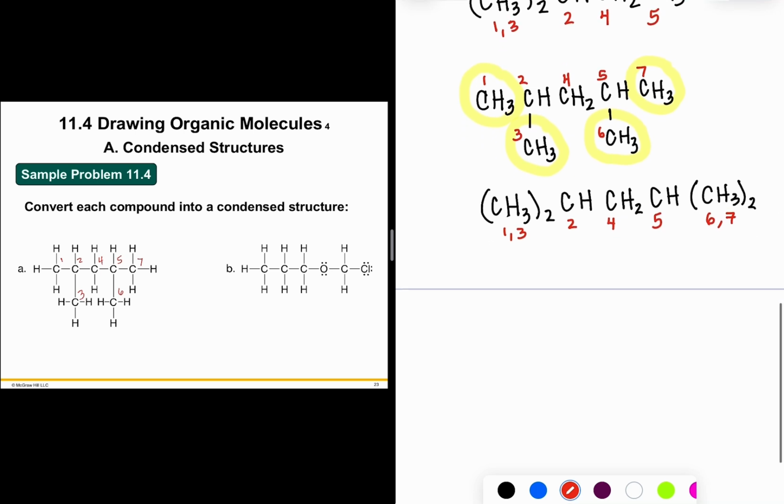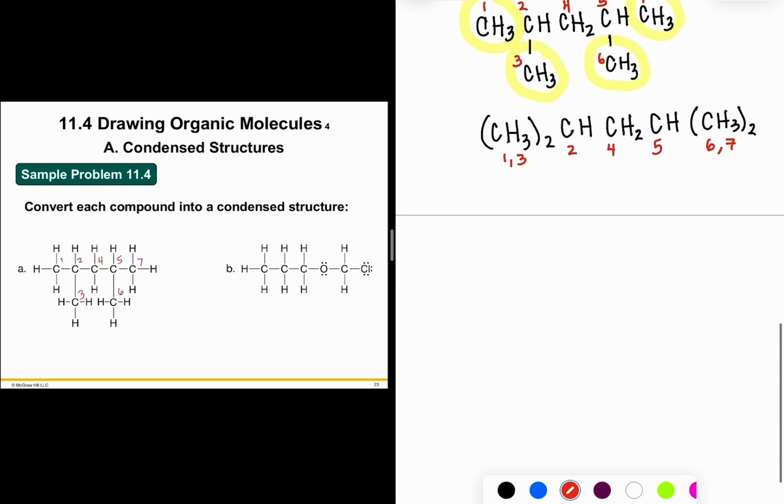I'm going to move down to B. Again, I'm going to number my atoms here just for clarity. Be aware that when we start doing nomenclature and naming, there's a specific way in which we're numbering atoms. Here, I'm just arbitrarily numbering them to teach you how to do this condensed structural formula.